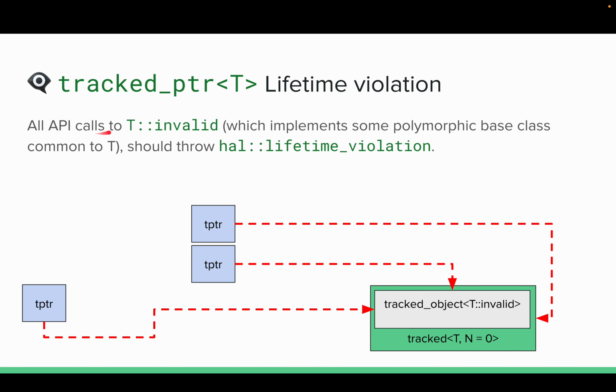So all API calls to tinvalid, which implements some polymorphic base class common to T, should throw HAL lifetime violation. And this is kind of the key. The goal is that if you have messed up in your code and there's basically a bug, the code will throw an exception relating to that bug occurring. And from there, at the least, we will be able to not allow the program to continue on if it's currently in the area of undefined behavior.